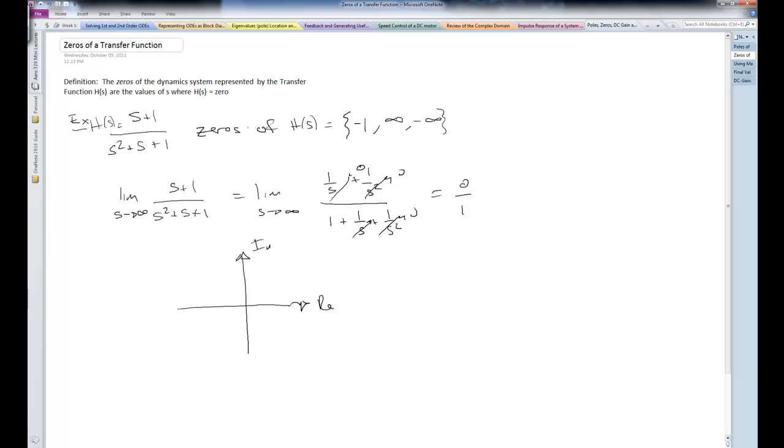We can also plot the zeros in the complex plane, on the real and imaginary j-axis. And we can plot the finite zeros as circles. So that's at minus 1, say. And in this case, the poles of the system would be there and there. So that's minus 0.5, and then plus root 3 over 2, and minus root 3 over 2.